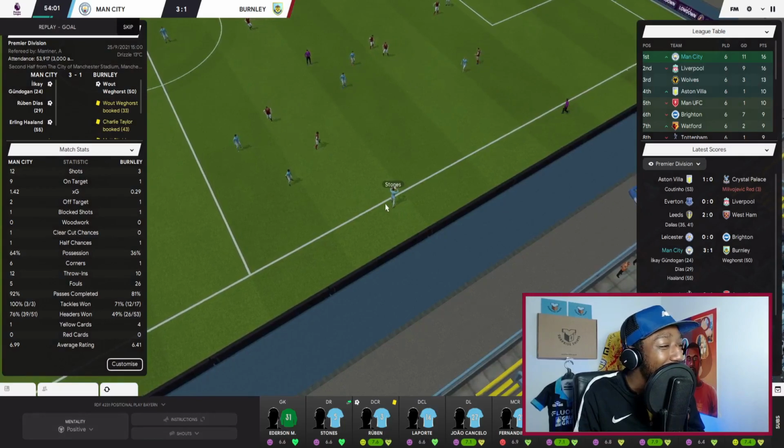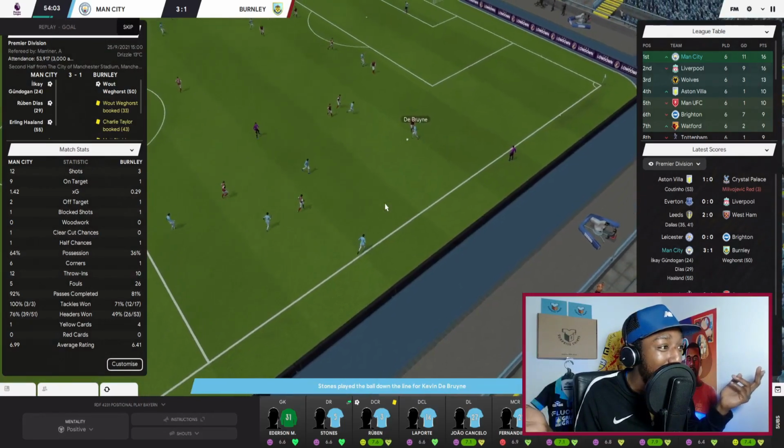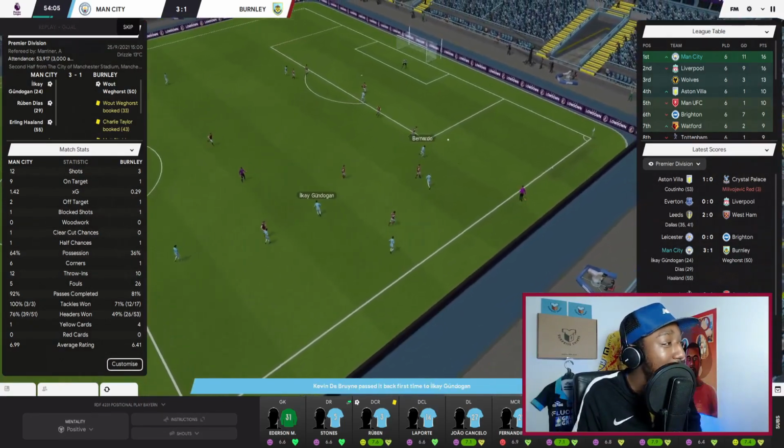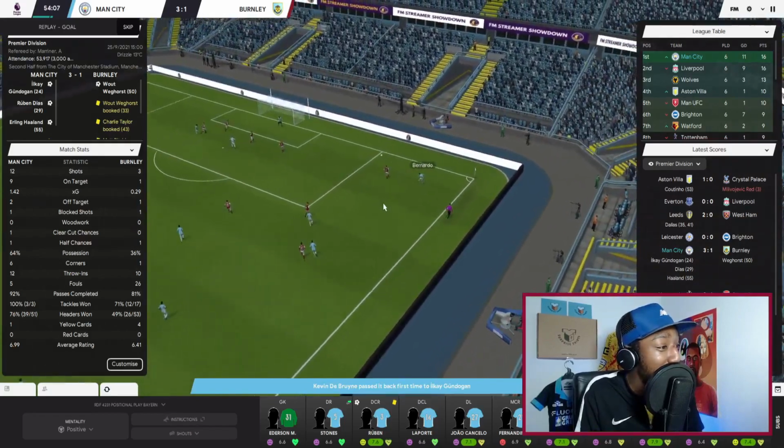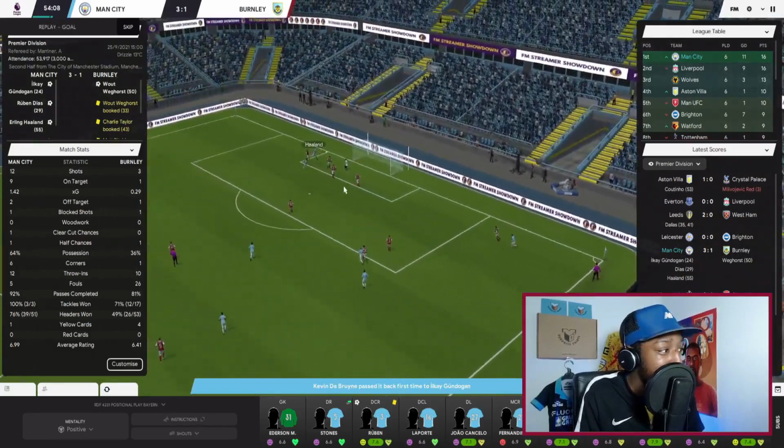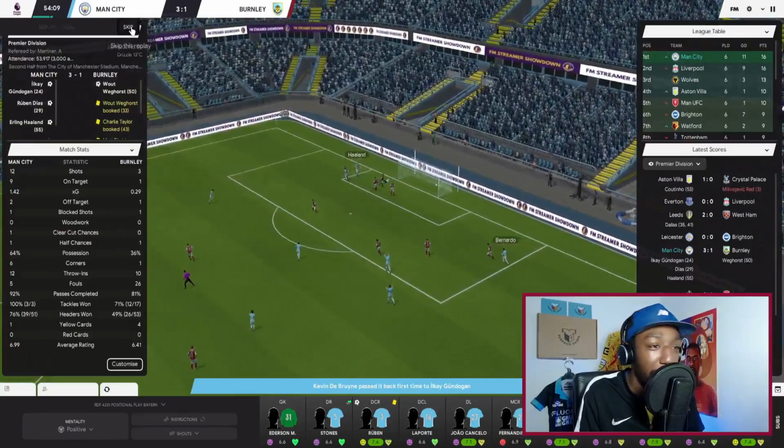So we scored goals from set pieces, which isn't great. It isn't great, but then again, there's nothing that we can do because we haven't actually set up any set pieces or any set piece routine. It's just happening. Man City are just that good from set pieces.